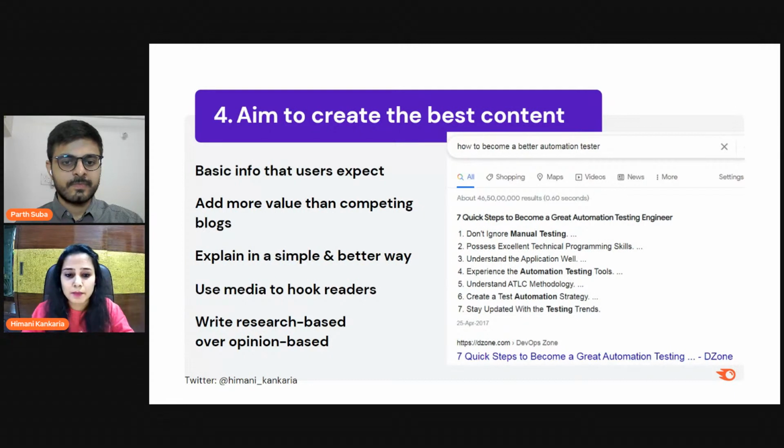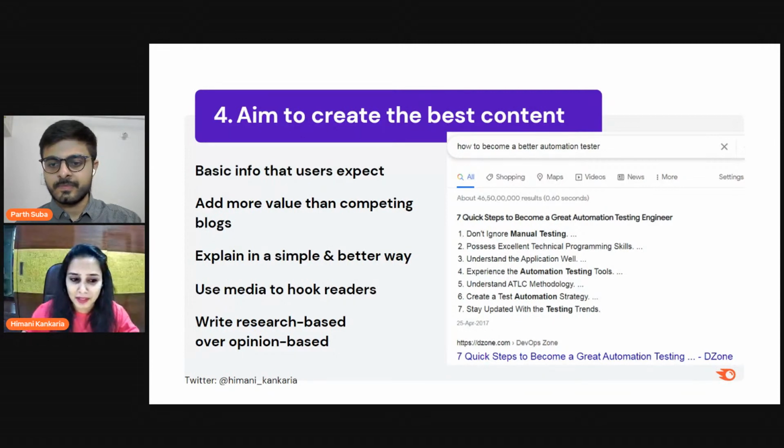You need to explain it in a simple and better way. Don't make it complex, because there are tons of articles published every day. So please explain it in a simple and better way. Use media to hook readers. Yes, a very important step.